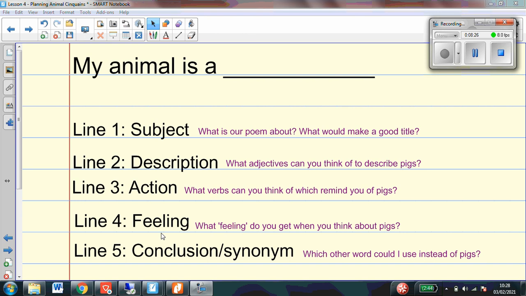Hopefully you have come up with lots of fantastic vocabulary for your poem, and we will use that on Wednesday in our English lesson to create our next cinquain poem.